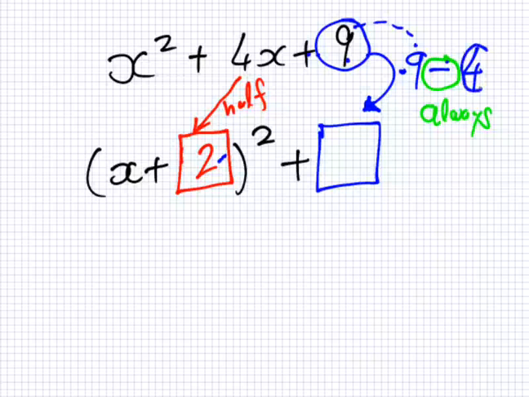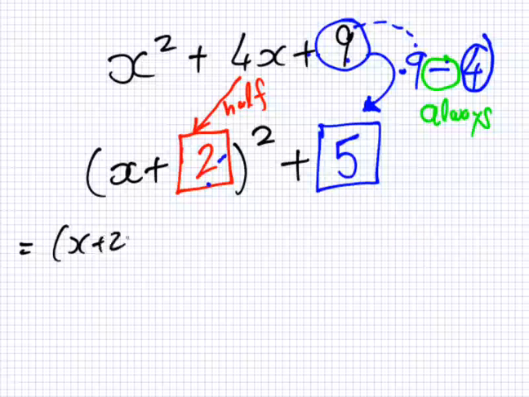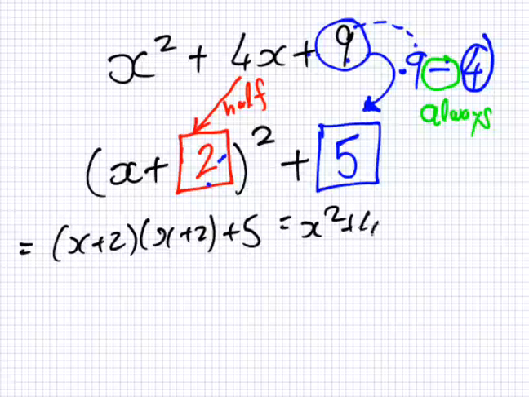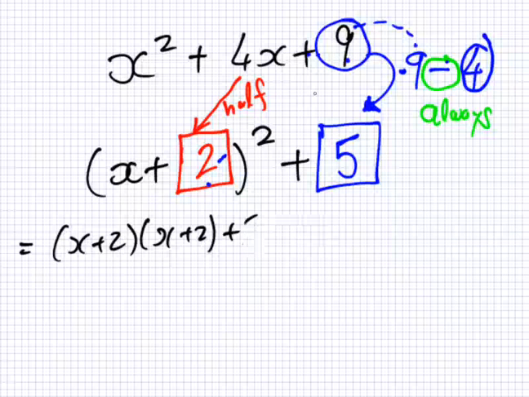Will this number always be positive? Yes, because it is the square of this number. So it must be positive. So this here will be 5. Now, I'll just show you that this does work. So this is equal to x plus 2 times x plus 2 plus 5, which is x squared plus 4x plus 4 plus 5, which is x squared plus 4x plus 9. So it's the same. You don't need to check the answer like this in the exam. I'm just showing you that if you multiply it out, you do get the same answer. Okay.